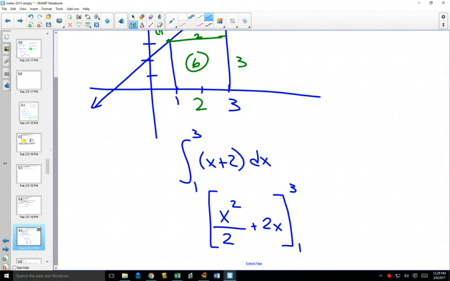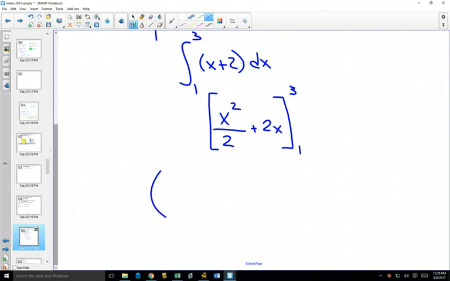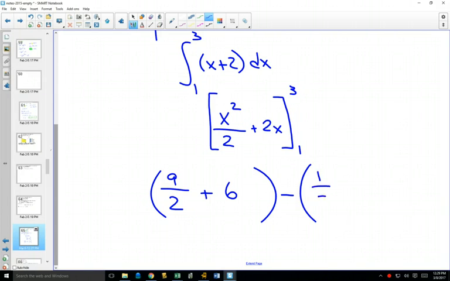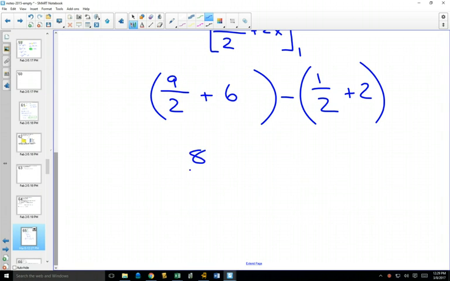The next thing you do is you plug in 3. So if I plug in 3, I'm going to get 9 over 2 plus 6, right? And then if I plug in 1, I'm going to get 1 over 2 plus 2. And if I subtract those two, well, 9 over 2 minus 1 over 2 is going to be 8 over 2. 6 minus 2 is going to be plus 4. 8 over 2 is 4, plus 4 is 8. The same area that we had from before.